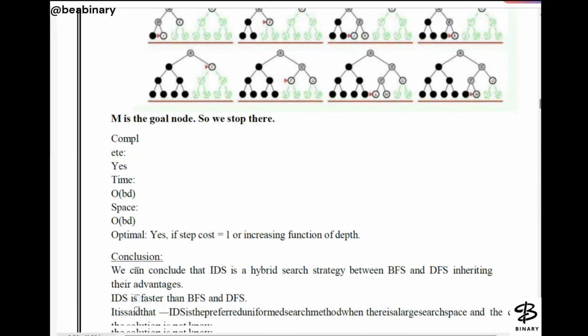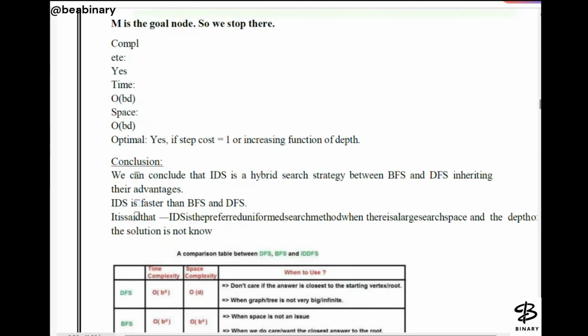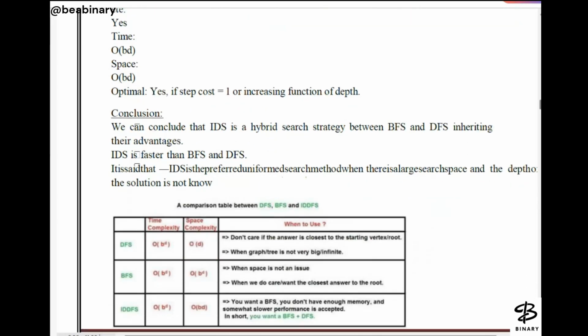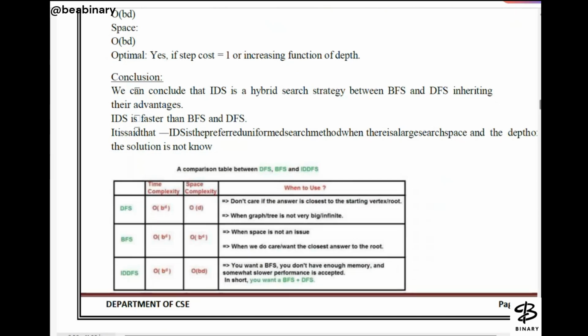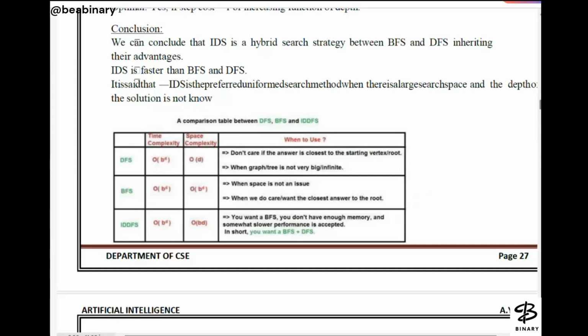So we can conclude that IDS is a hybrid strategy between DFS and BFS, inheriting their advantages. The iterative deepening search is faster than BFS and DFS. It is said that IDS is the preferred uninformed search method when there is a large search space and the depth of the solution is unknown. So these are the differences, a comparison table of BFS, DFS, and IDDFS.